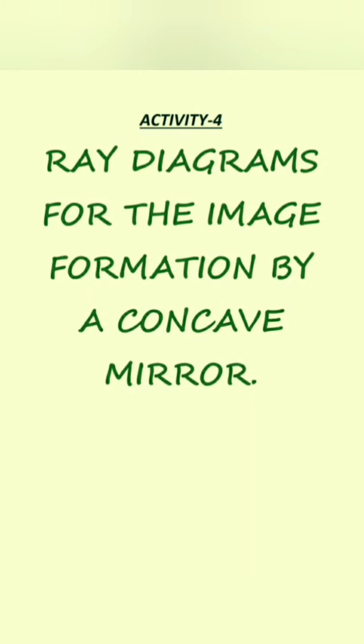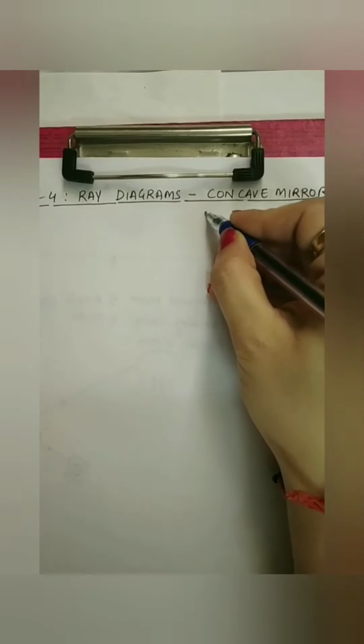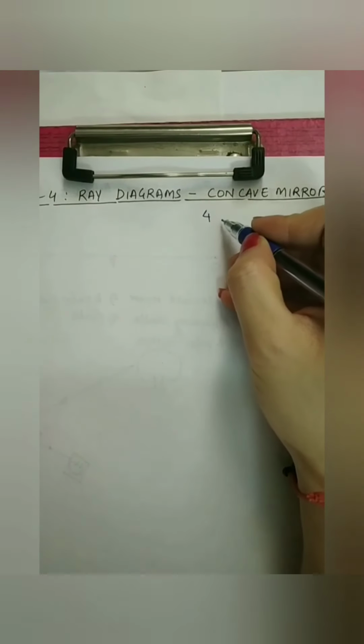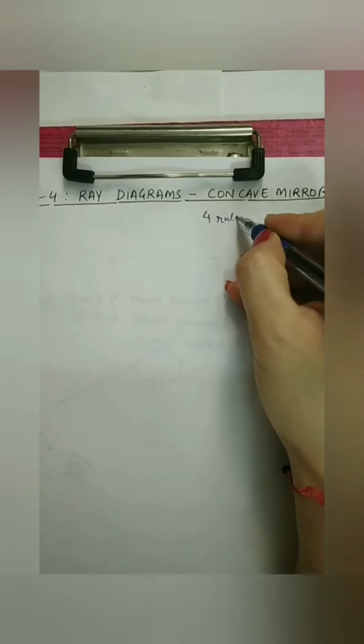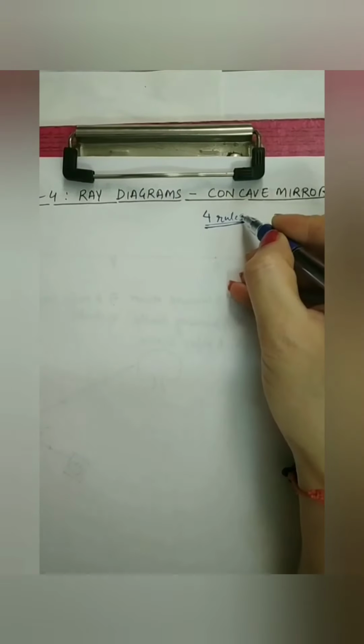In activity 4, we will learn to draw the ray diagrams for showing the formation of images by a concave mirror for various positions of the object. A ray diagram is a tool that is used to find the location, size and type of image formed by a mirror. There are 4 such rules which are used to find the position of the image and to construct the ray diagrams.